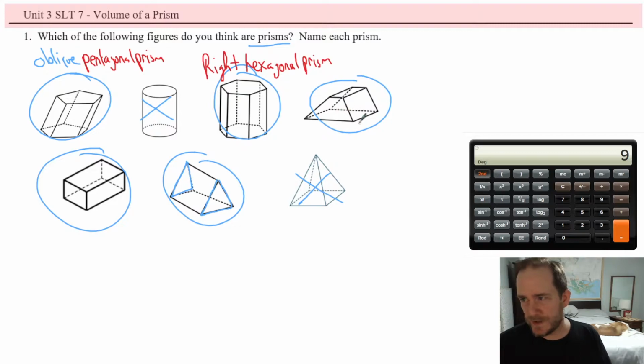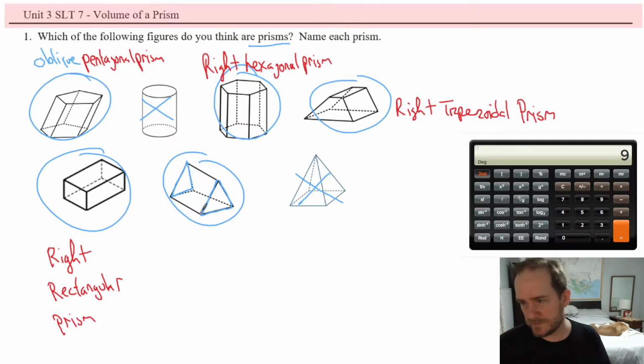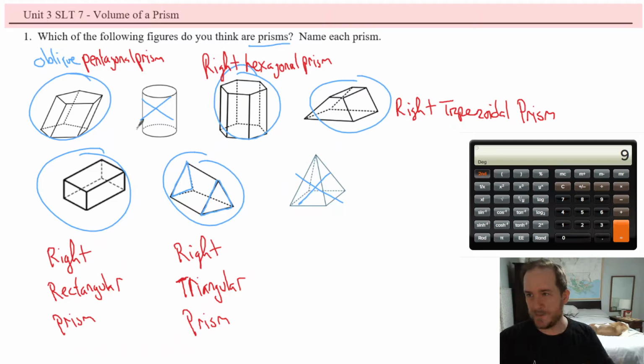Alright, what about this guy? I would say it's probably right. It depends what angle this thing forms. I assume it's a 90-degree angle, so I would call this a right trapezoidal prism. Okay, this guy, it's right. And it's probably a rectangular prism. Alright, and this guy looks to me like it's right again, so it's another right. Now since the base is a triangle, it's a right triangular prism. And that's it. We named all the prisms.